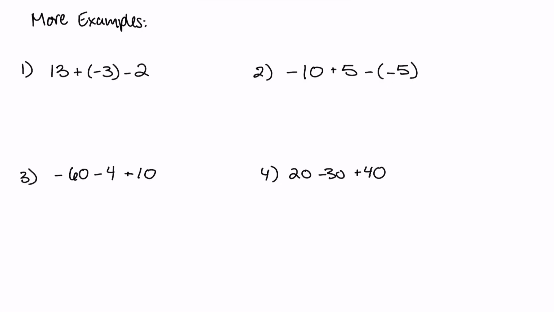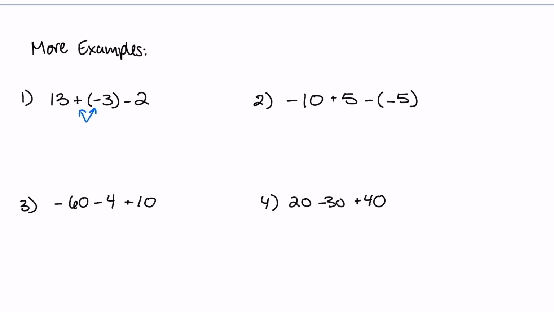Now let's go over some more examples. So for our first example, we have 13 plus -3 minus 2. So remember, if we have two different signs next to each other, their product is going to be negative. So we can rewrite this as 13 minus 3 minus 2. So 13 minus 3 is going to be 10, and 10 minus 2 is going to be equal to 8. So our answer is 8.